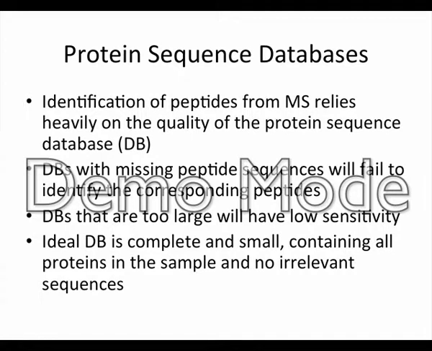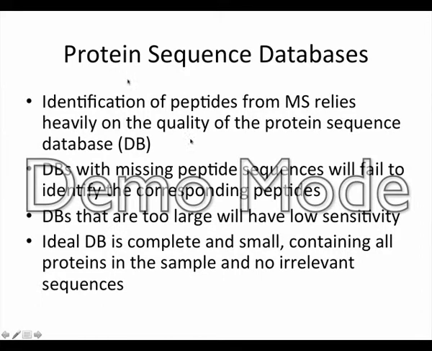So just a little bit of background on protein sequence databases. These protein sequence databases are just FASTA files that have what you assume is in your sample, right? So if you are missing peptides in that database, you're never going to find them in your mass spec, right? So that's really the main thing.